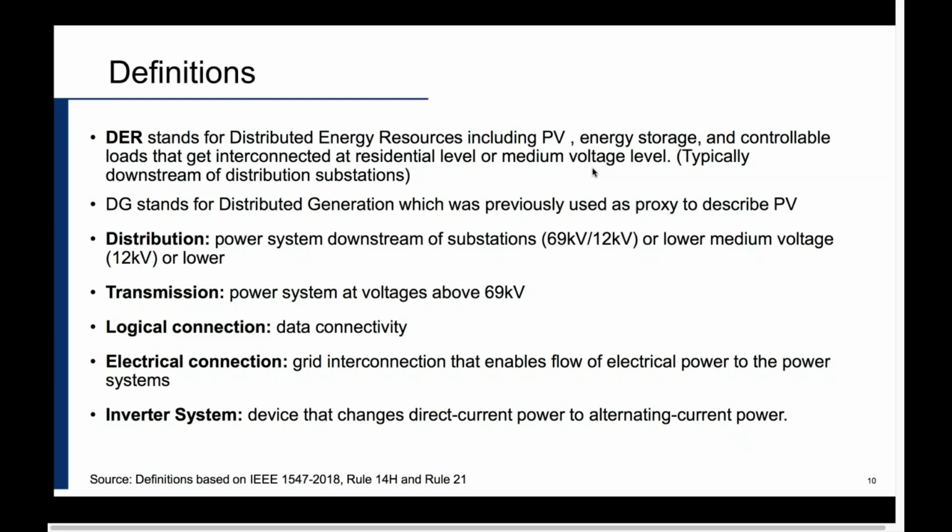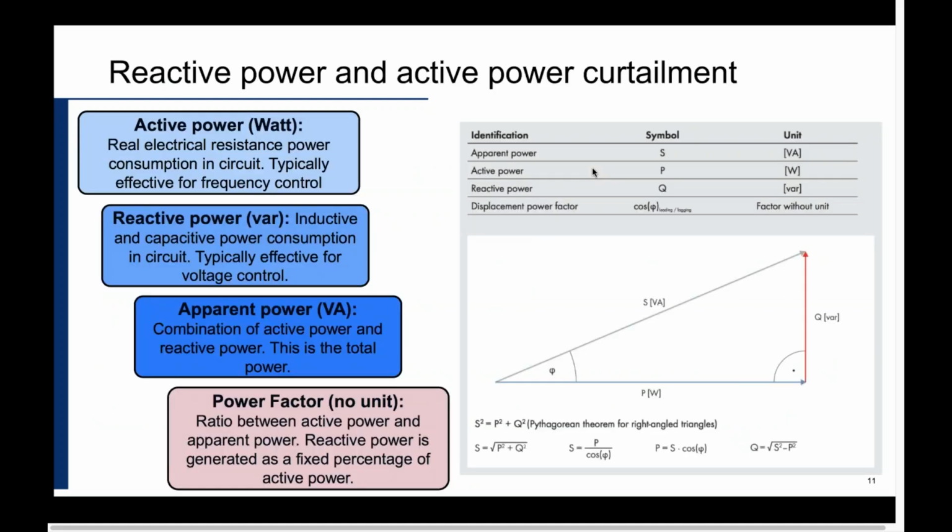And most of the renewable resources are always interfaced with an inverter. These inverter systems convert the DC power from the renewable resource to AC. That's the consumable form of electric power.